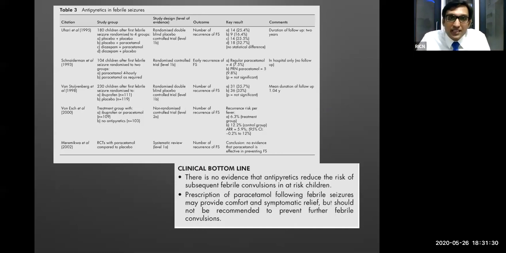Doesn't mean you don't treat the fever. Of course, you have to comfort the child, you have to bring down the fever, but aggressively treating the fever does not stop having recurrences. Because in a way, the train has left the station, you can't break it afterwards.